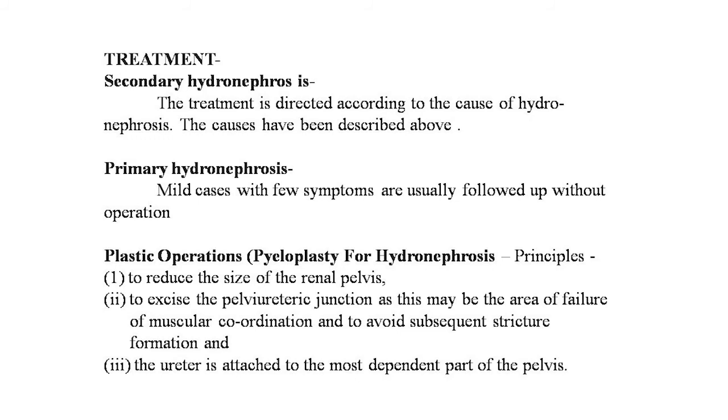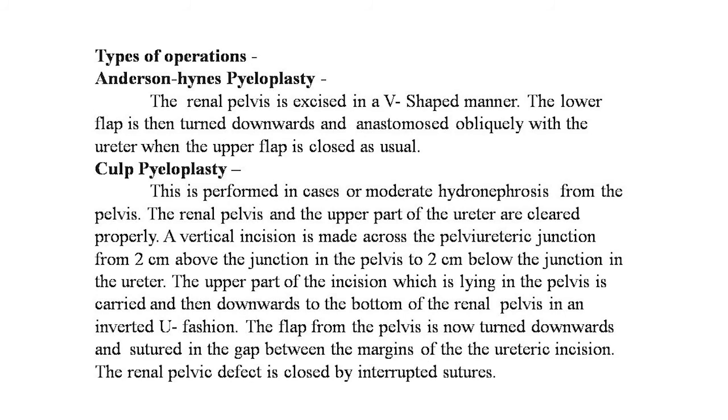pyeloplasty operations reduce the size of the renal pelvis, excise the pelvic junction as this may be the area of the failure of the muscular coordination, avoid subsequent stricture formation, and the ureter is attached to the most dependent part of the pelvis. Types of the operation are the Anderson-Hynes pyeloplasty.